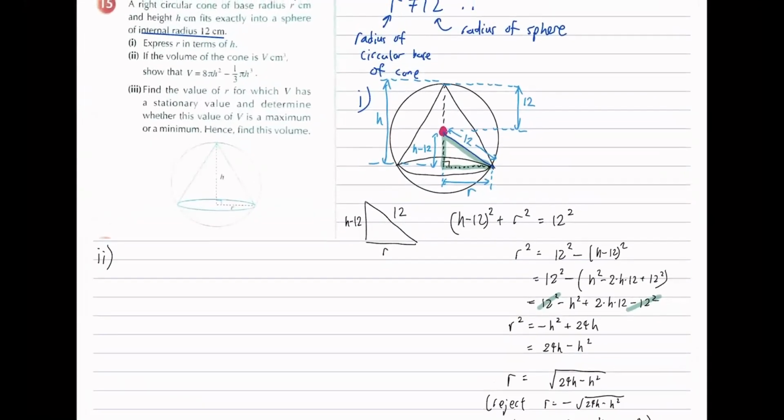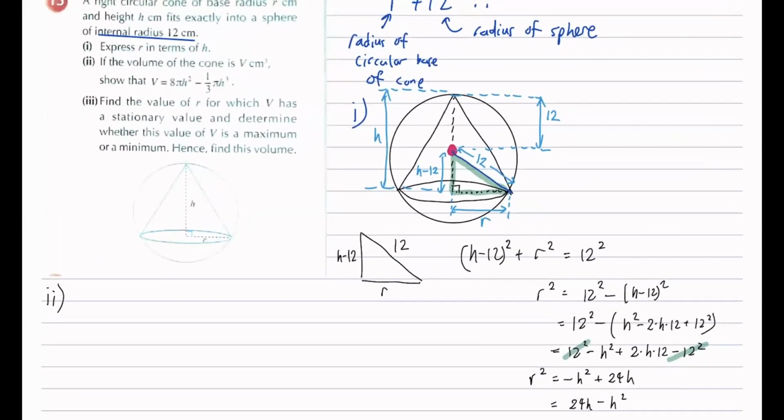If the volume of the cone is V cm cubed, show that V equals blah, blah, blah. How? Formula for volume of cone, remember? Volume of cone, just like pyramid: 1/3 pi R square H. Yes, very good. Correct. Equal to 1/3 pi.